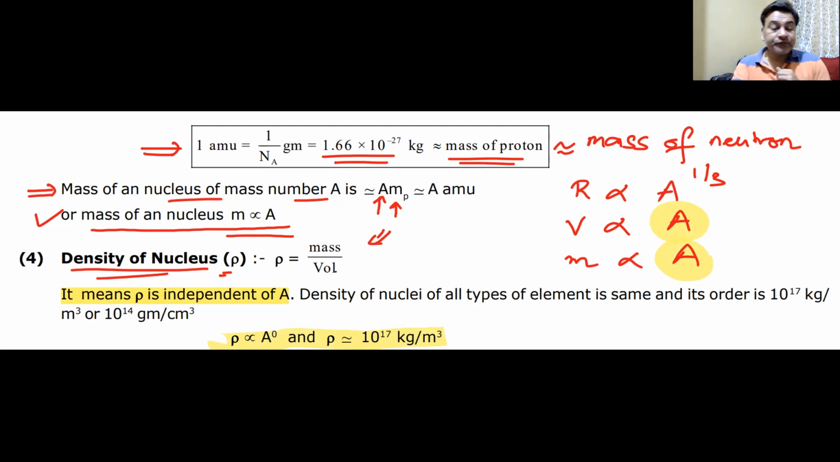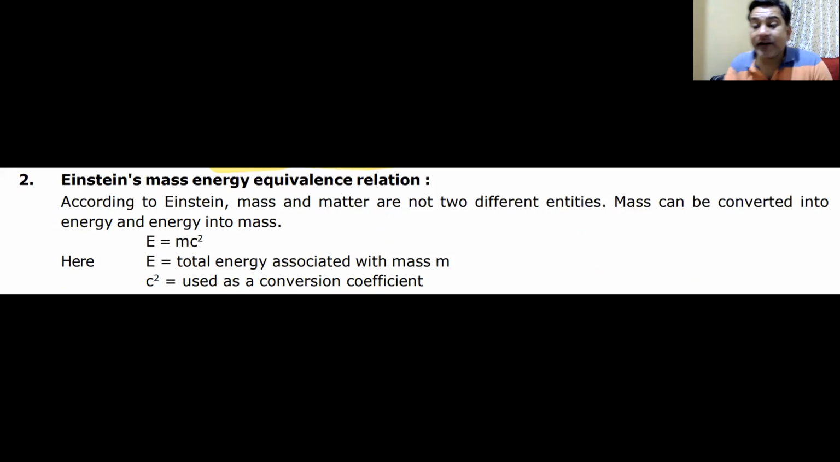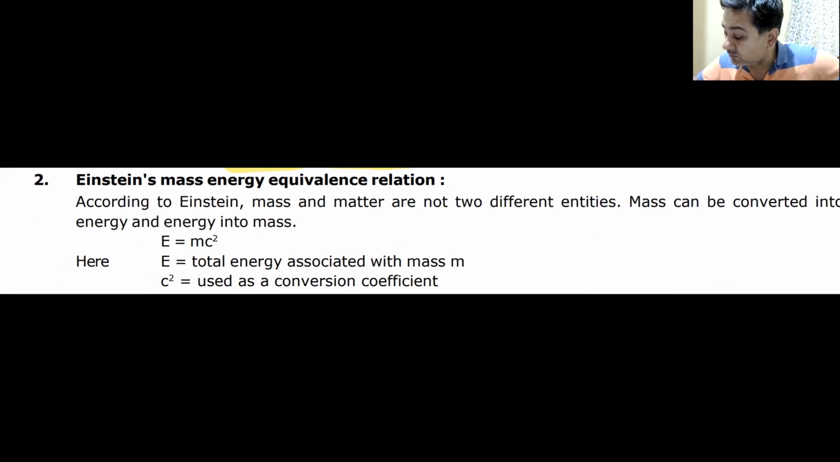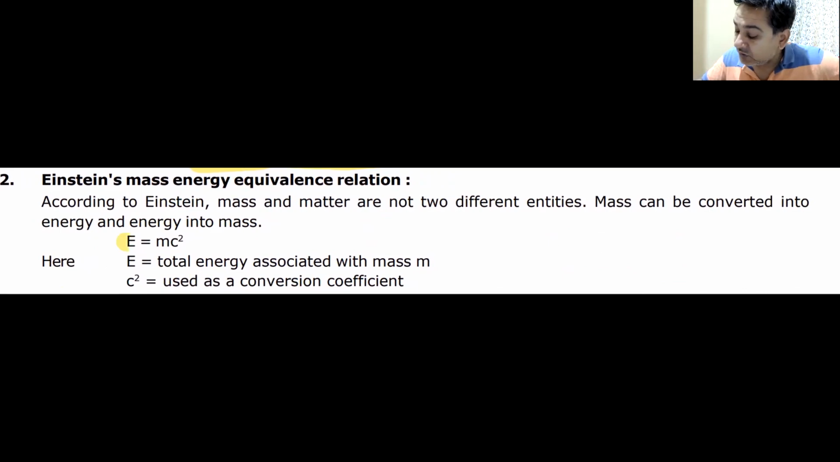Done, sir. Okay. Then comes the Einstein mass energy equation. You understand the mass energy equation? Energy is mass, mass is energy, and E is equal to mc square. You must have read this equation, yes or no? Yes, sir. So E is equal to mc square, where m is the mass, E is the total energy, and c is the speed of light. Yes or no? Yes, sir.